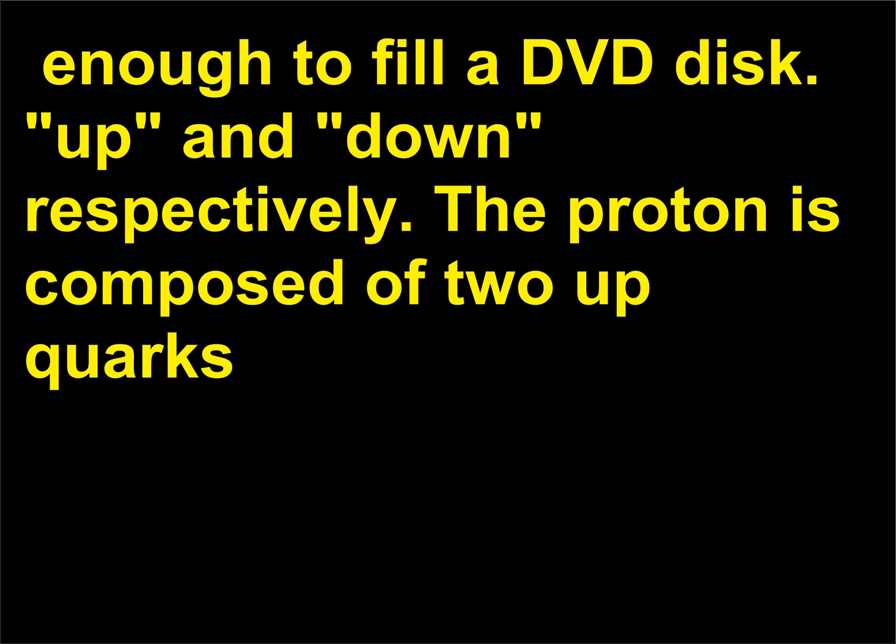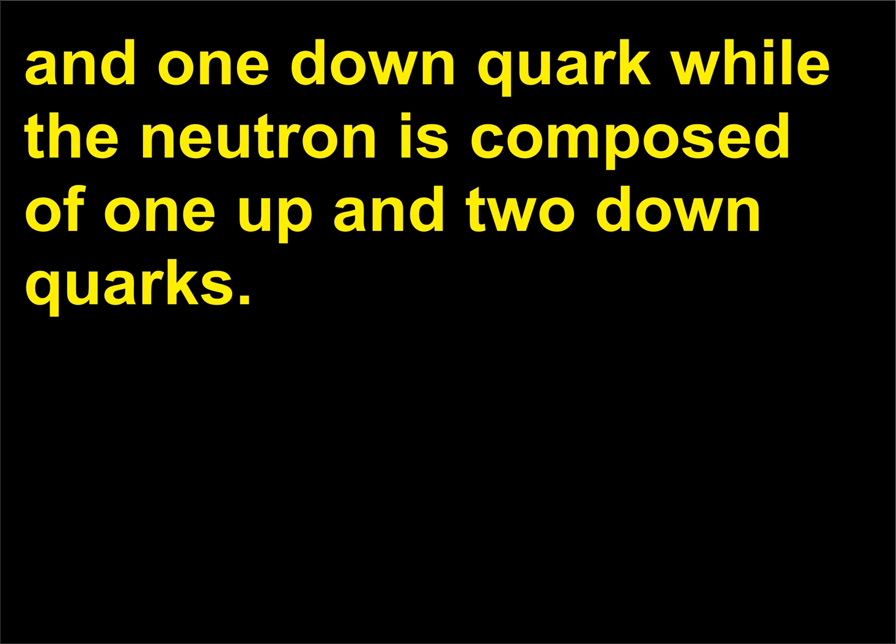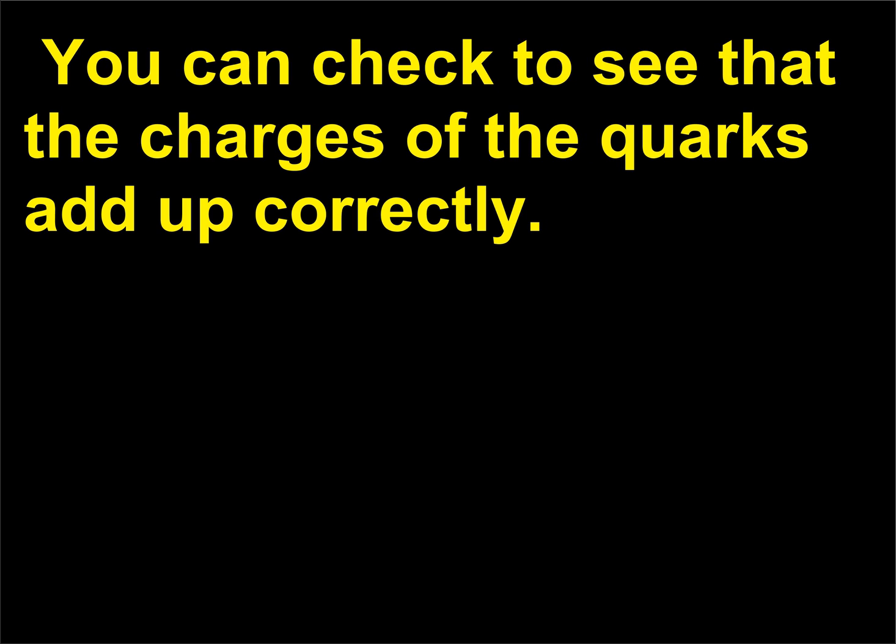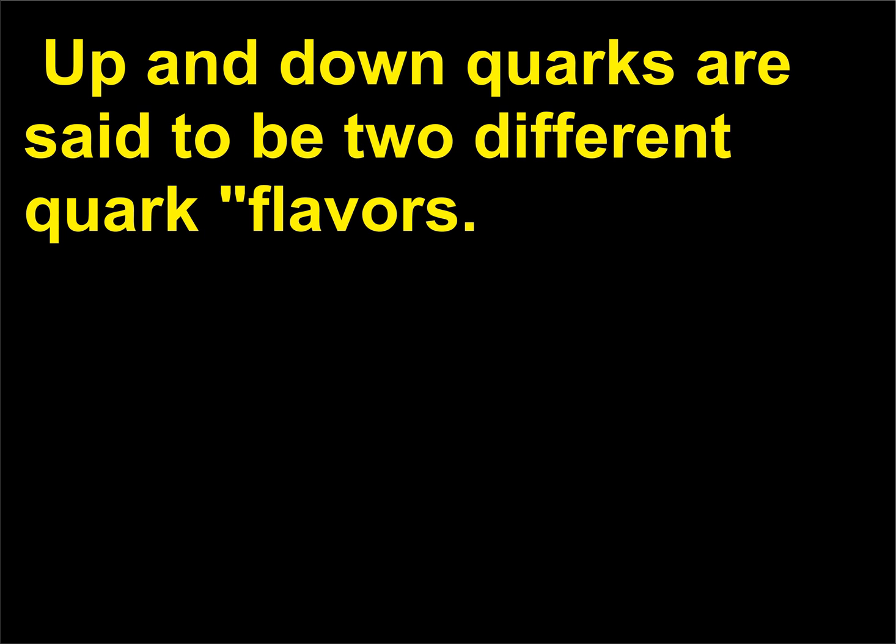Up and down, respectively. The proton is composed of 2 up quarks and 1 down quark, while the neutron is composed of 1 up and 2 down quarks. You can check to see that the charges of the quarks add up correctly. Up and down quarks are said to be 2 different quark flavors.